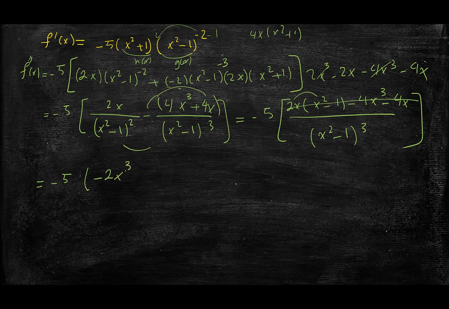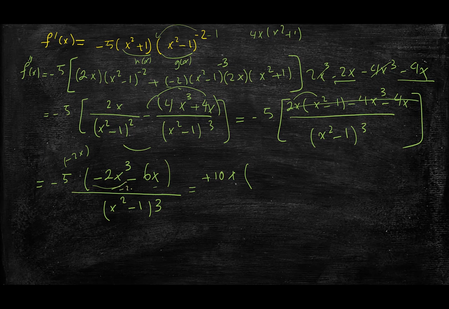I have minus 2x cubed, and then from these two, I have minus 6x. I think this is correct. It looks right. And then in the bottom, I have (x squared minus 1) to the power of 3. Okay, looks good. These two look like they have a negative 2x in common, so I'm going to take that out. So minus 5 times negative 2x would be a positive 10x.